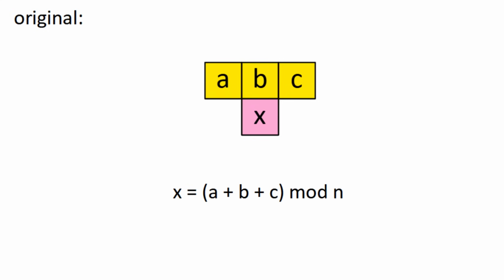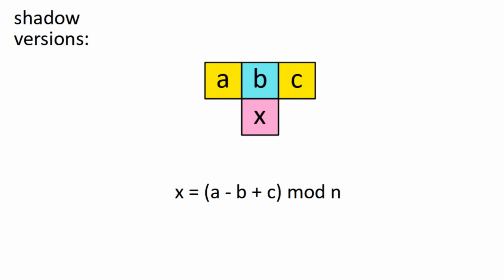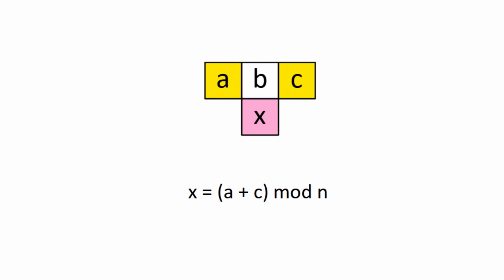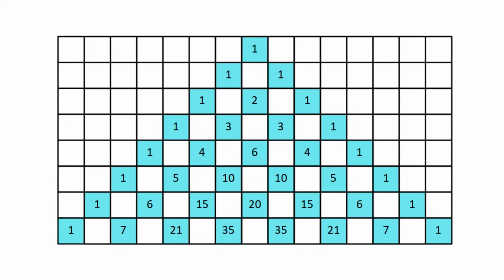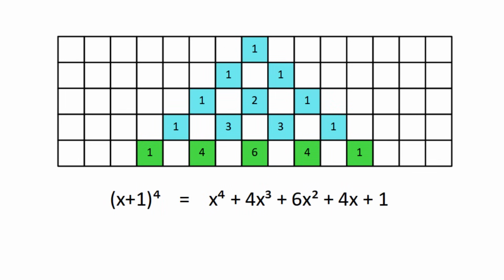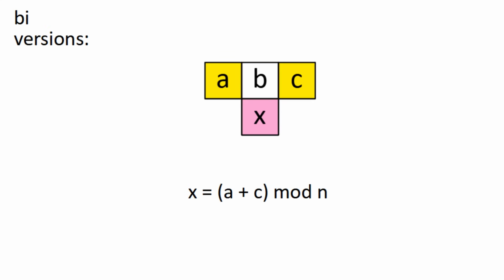So we've tried adding the 1 in the middle and subtracting it, but what about ignoring it and just using the sum of the other 2? This actually has the same effect as a spaced out Pascal's triangle. That can still produce very interesting results though, so let's take a look at those. Since Pascal's triangle can be used for binomial expansion, I'm going to call these ones the bi versions.